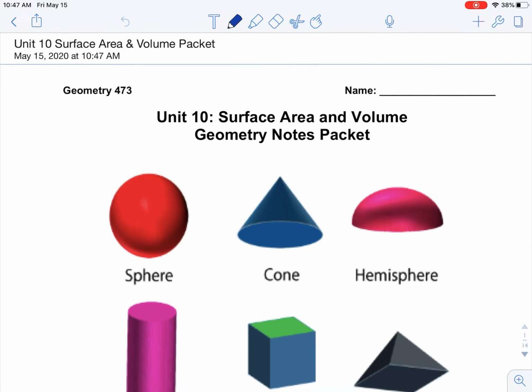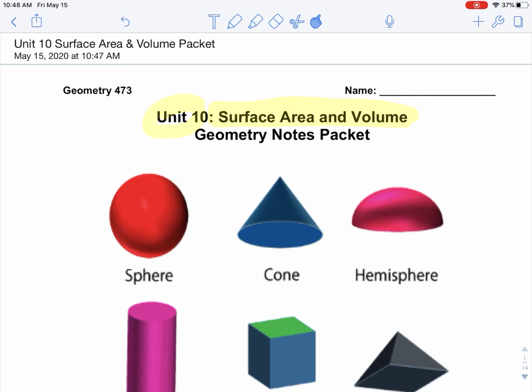This will be a quick one, just these last couple weeks here. I just want to get you guys used to this idea of surface area and volume. Okay, so this is Unit 10. So you should get this packet in Monday, May 18th in that folder on Schoology. You can upload this whole packet into Notability and follow along with me as we go through these videos.